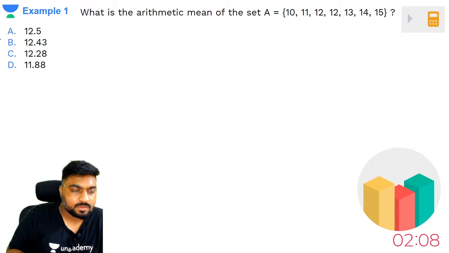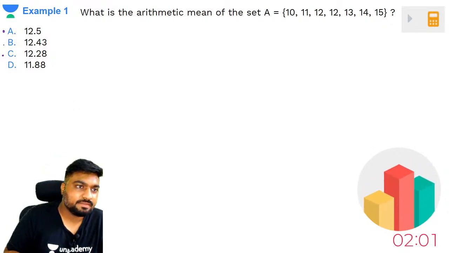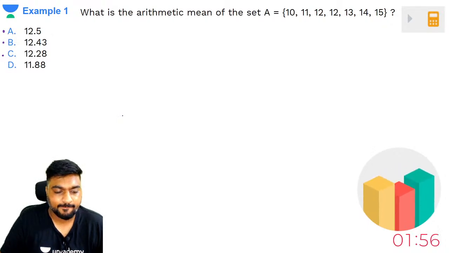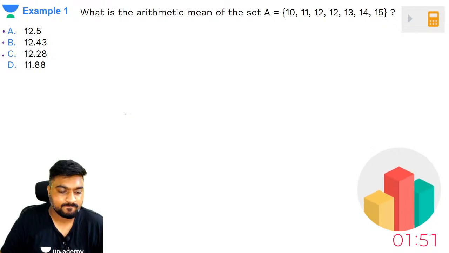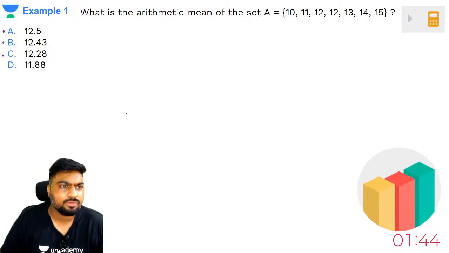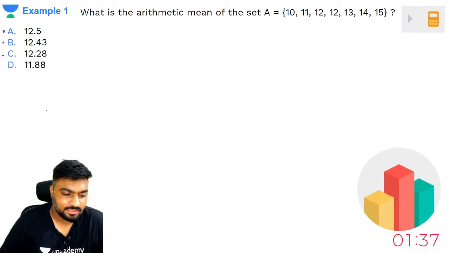Millie says A, Saurabh says C. Okay. Jay says B. All right. How about others? Aniket says A, Abhishek says B. Why is there so much discrepancy? Okay, Tarun says A, Gaurav says A.